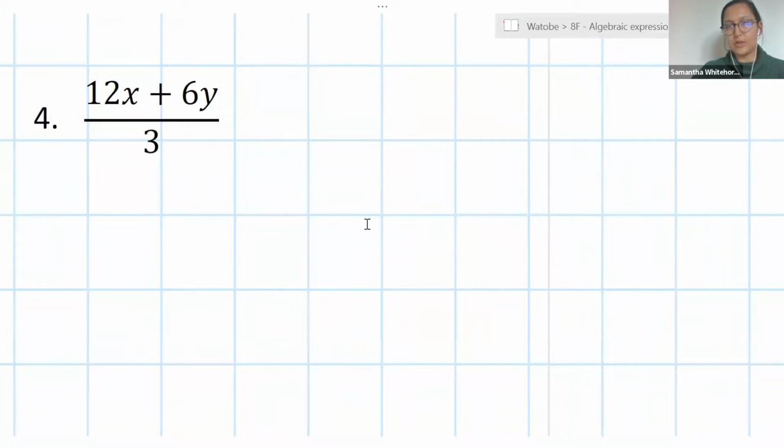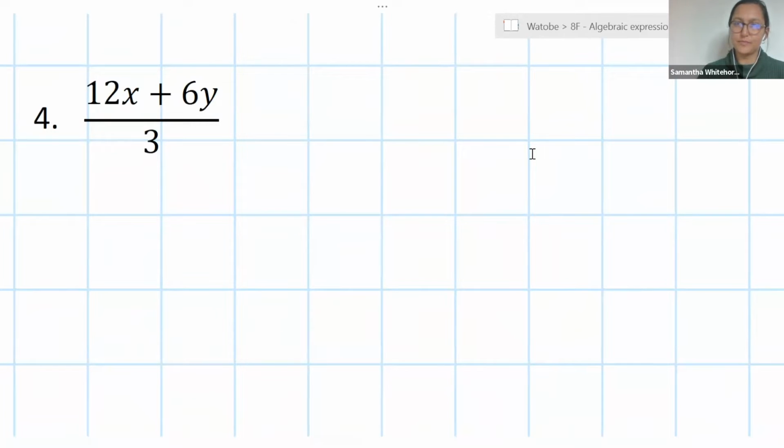Let's have a look at question 4, which is 12x plus 6y divided by 3. Longile, I see your hand up. You just need to unmute yourself here. Hi, ma'am.